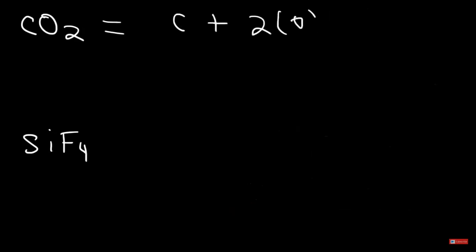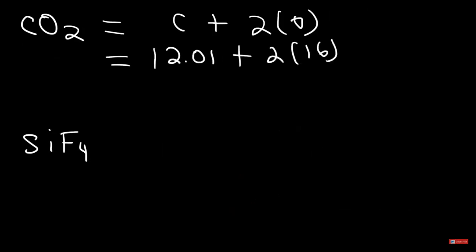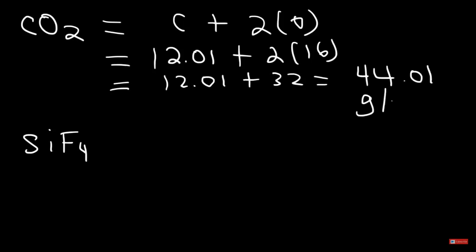Go ahead and find the molar mass of carbon dioxide. Perhaps you've seen it as dry ice. And also silicon tetrafluoride. Feel free to pause the video and try these examples. CO2 contains 1 carbon atom and 2 oxygen atoms. The atomic mass of carbon is 12.01 and oxygen is 16. So 2 times 16 is 32, and 32 plus 12 is 44. So the molar mass of carbon dioxide is 44.01 grams per mole.